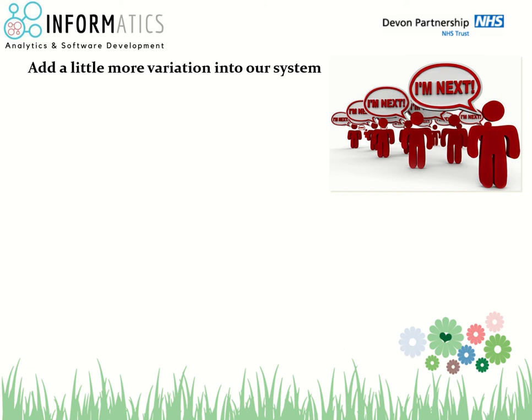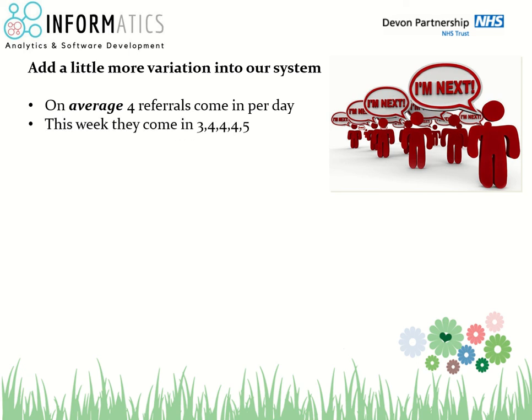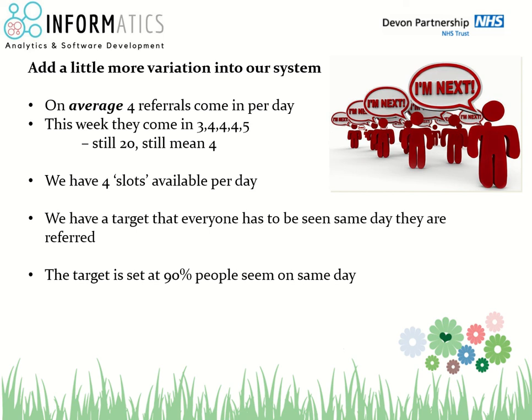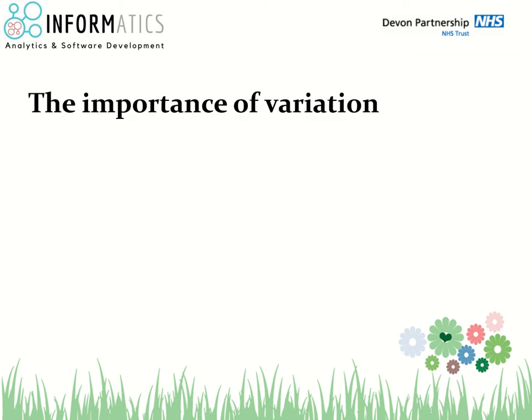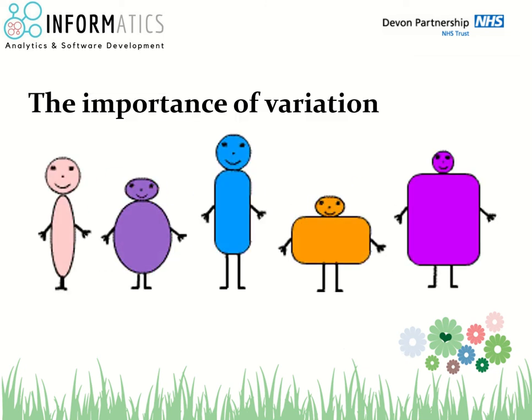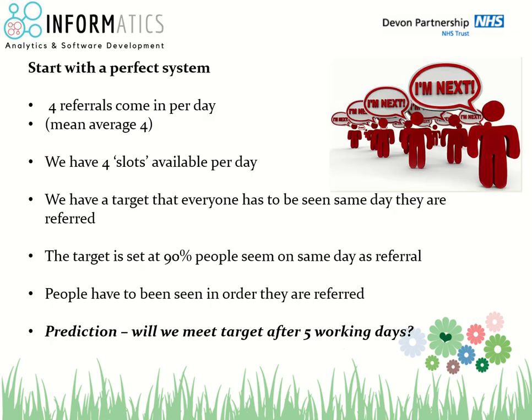And then finally, just twist it around, we'll have a slightly different week. Again, we'll still have our average of 4 referrals coming in every day, but this week they're going to come in 3 on the first day, 4 for the next 3 days, and then 5 on the last day. So still 20 referrals over the week, and still a mean of 4 referrals. We still have our 4 slots, and everything else is exactly the same. So again, prediction: will we meet our target after 5 days? This is all about the importance of variation, and hopefully working through this example will show that.